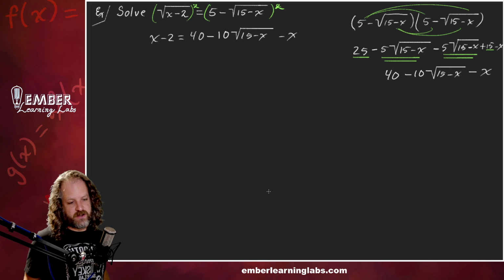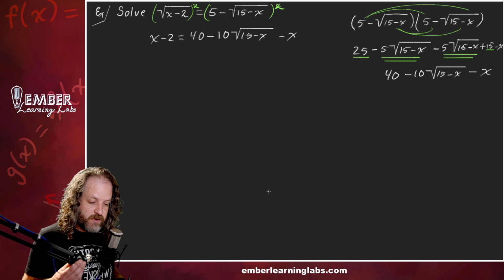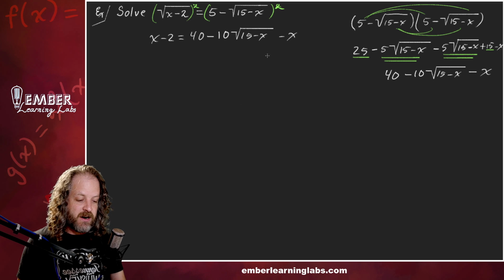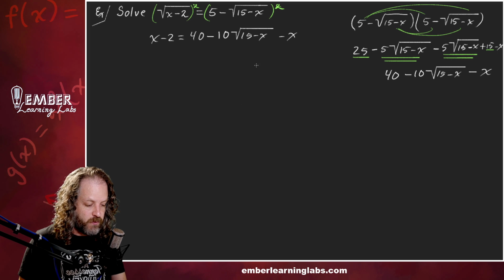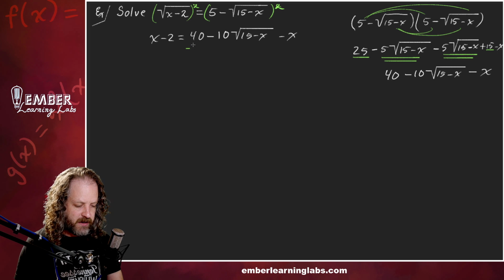So what is our next goal going to be? Well, it's going to be kind of like on the last one, where our goal is to get the radical by itself. So let's start moving everything off. So let's get rid of the 40 and get rid of the minus x. So we can subtract 40 from both sides, minus 40, and then we can add x to both sides.